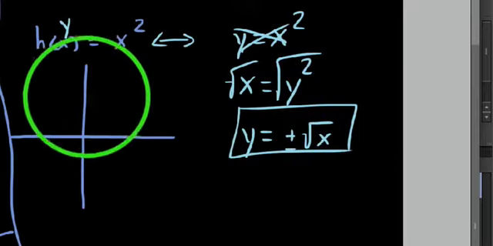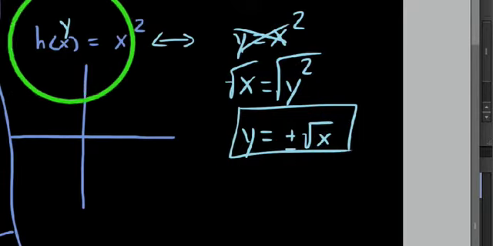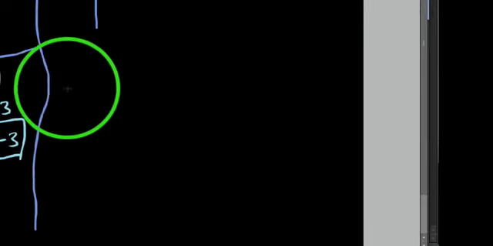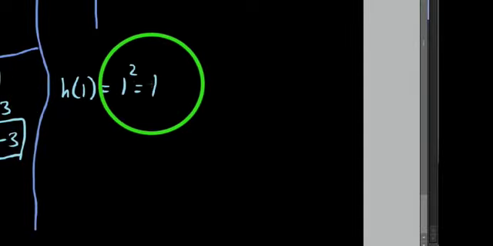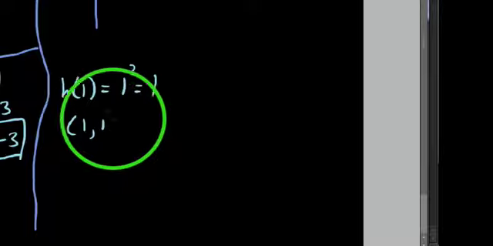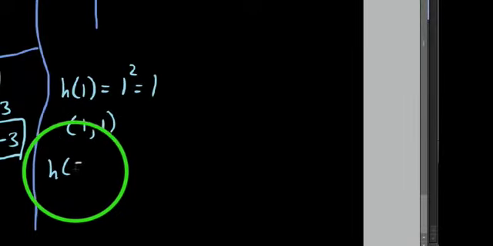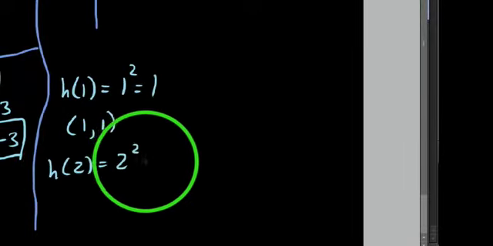And I say this is interesting because, and of course we could check this, what if we plugged in, say, 1 into h? h of 1 would be 1 squared is 1. So we have the point 1, 1 on the graph. Oh, well, let's not use that one. How about h of 2? h of 2 would be 2 squared is 4.